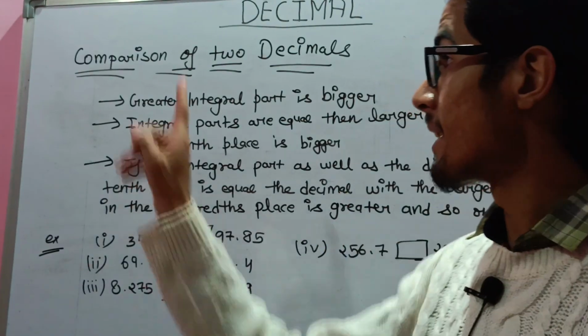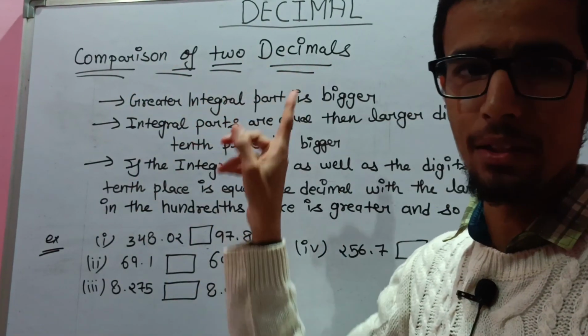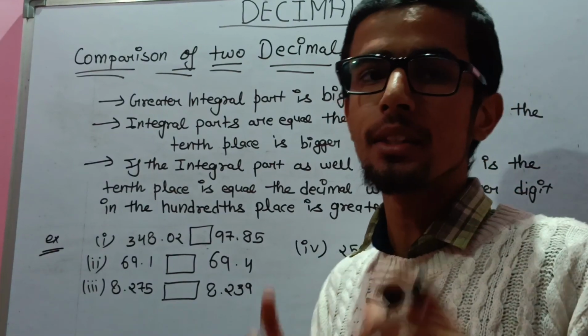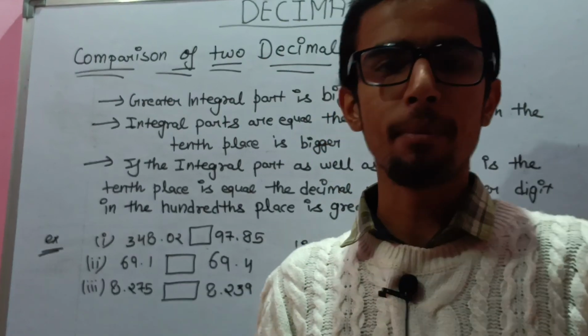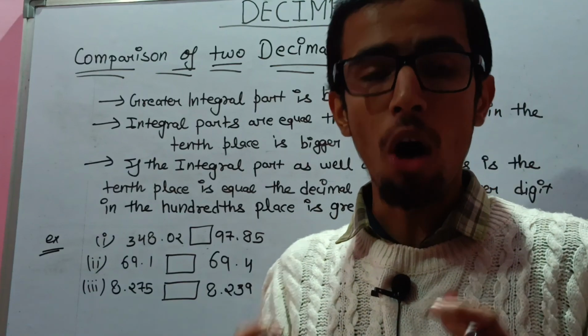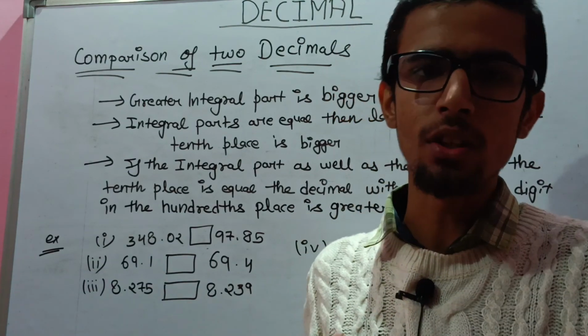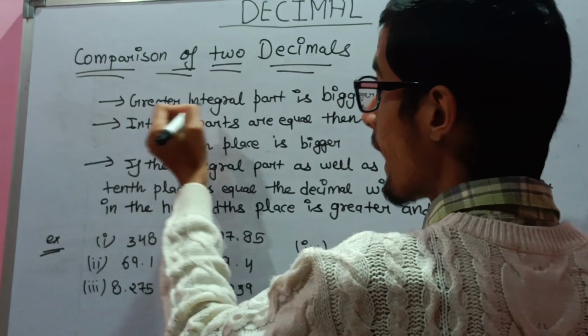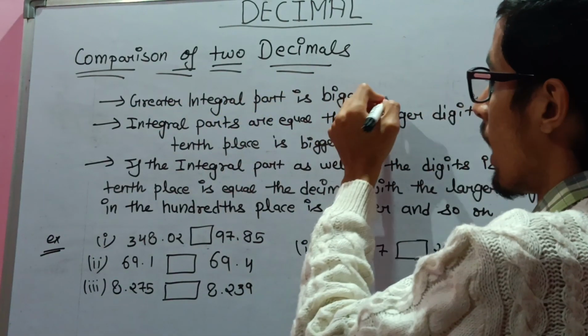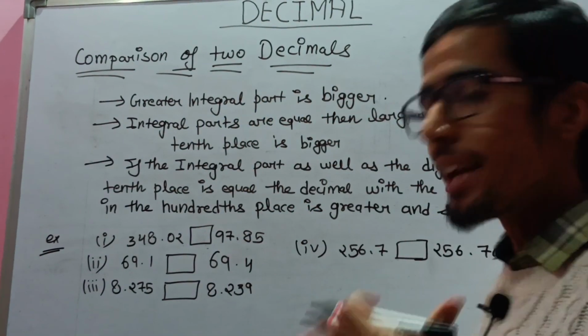The next topic is comparison of two decimals. So how can we compare decimals? If the question asks which is the larger decimal and which is the smaller decimal, how can we identify that? The first point is: the greater integral part is bigger. Understand these points with the help of an example.